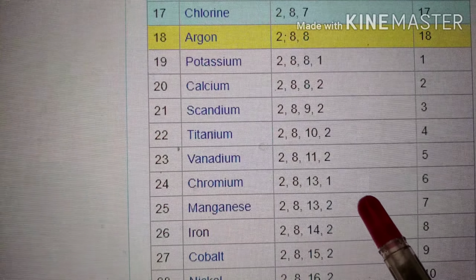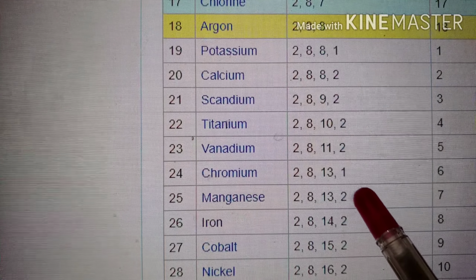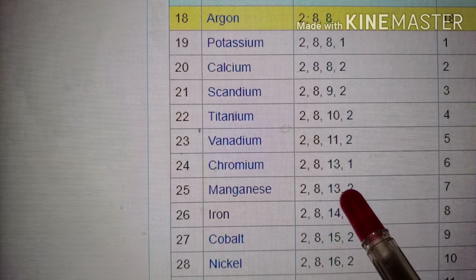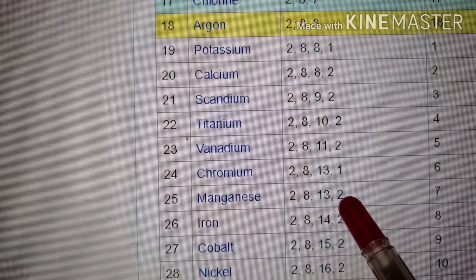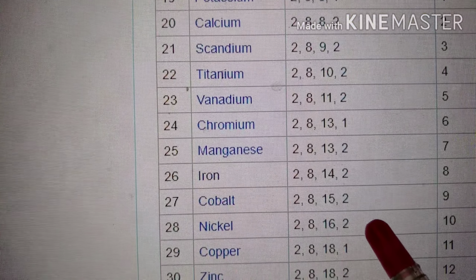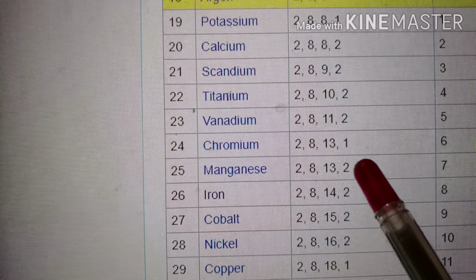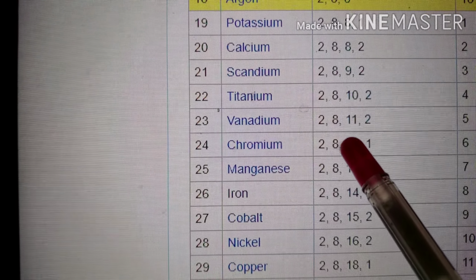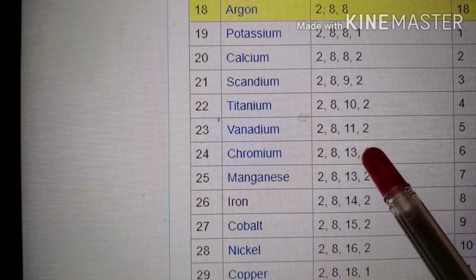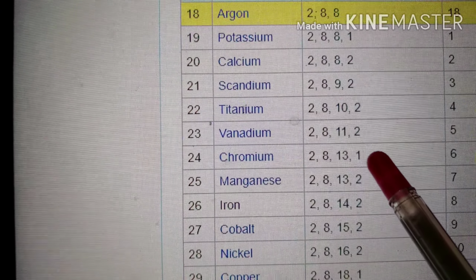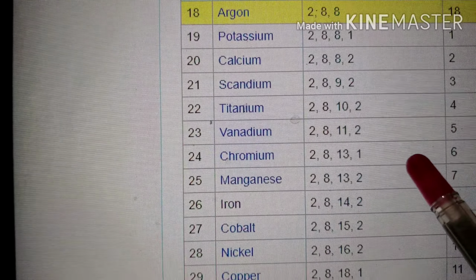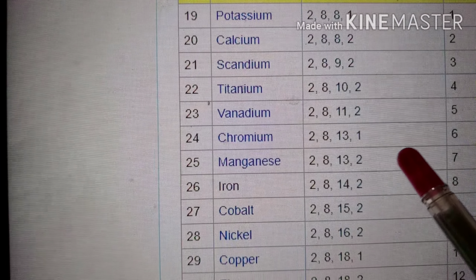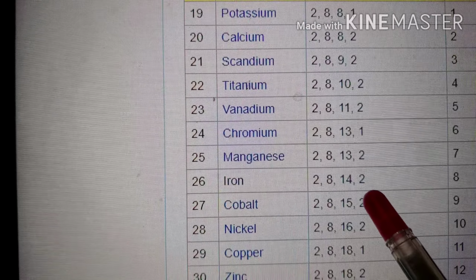So the rule is, until and unless it fulfills 18 electrons in the third shell, up to its capacity, it will release out a maximum of 3 electrons to the next shell. Here you see 13 electrons, total 14 is there. It is holding 13 here in the third shell and 1 electron to the next shell, so that it can easily be released out. I have told you earlier that a maximum of 1, 2 or 3 electrons can be released out or accepted by any atom.